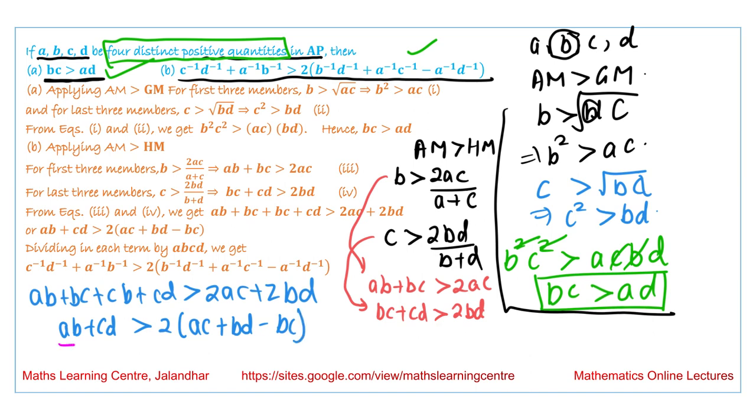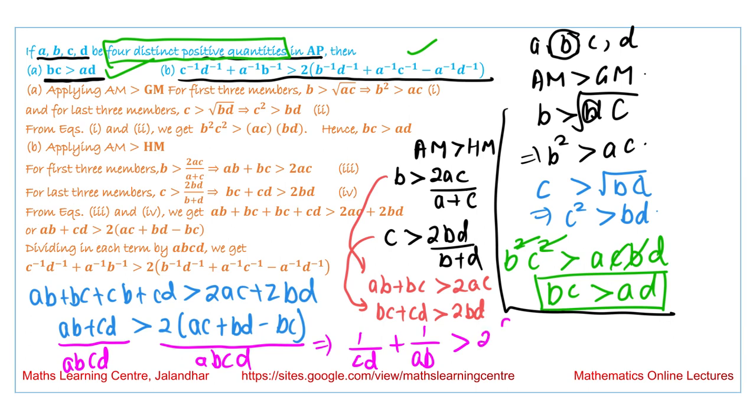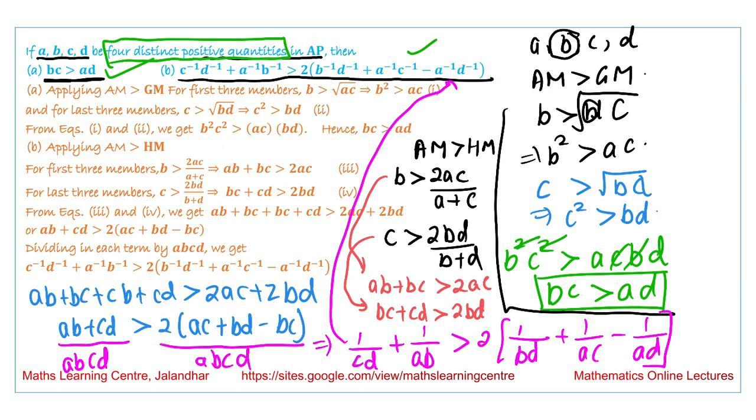Now if we divide all these terms by abcd, we obtain the required result, that is 1 by cd plus 1 by ab is greater than 2 times (1 by bd plus 1 by ac minus 1 by ad), and this is the required result.